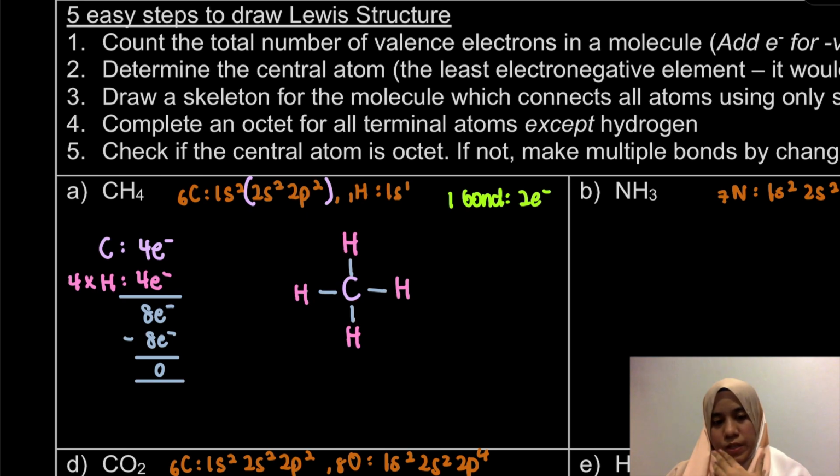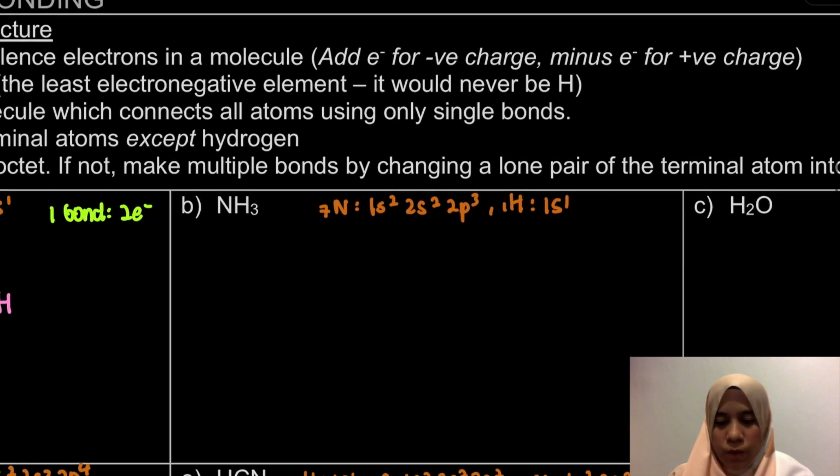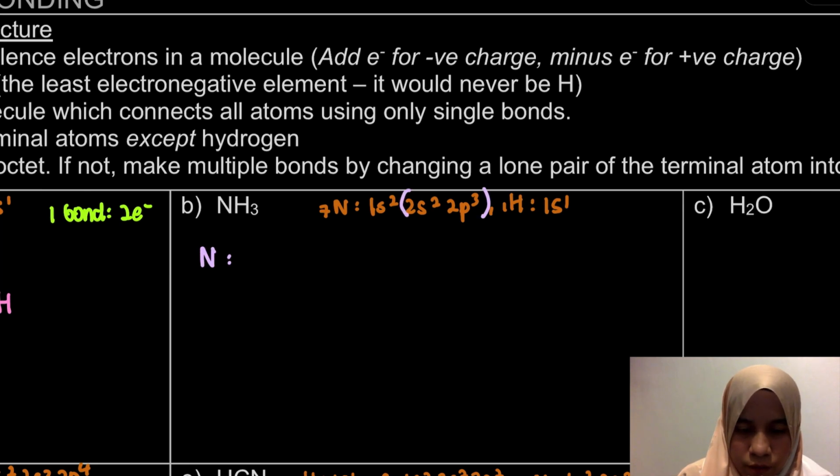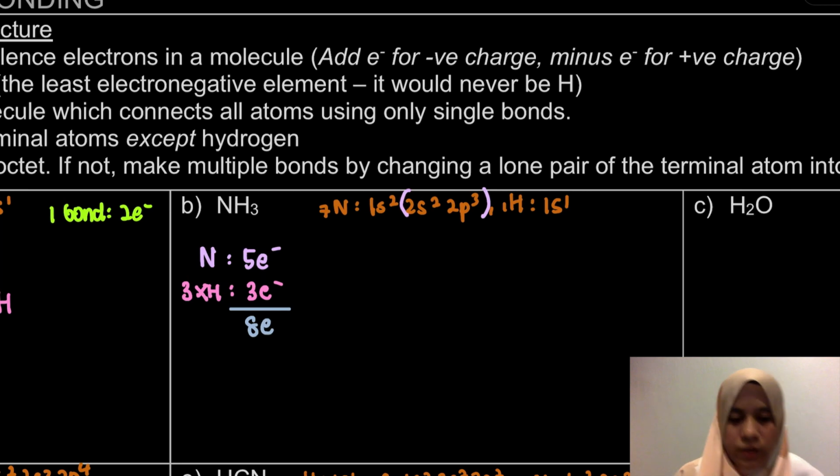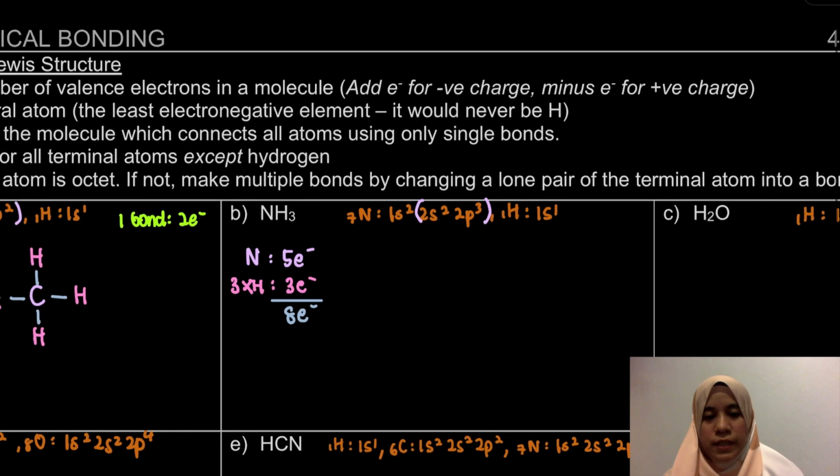Next example, let's look at the case of ammonia, NH3. For the valence electrons, nitrogen has 5. Hydrogen has 1, but we have 3 hydrogens, so 3 times 1 means we have 3 electrons. So the total number of electrons is 8. Next is to draw the Lewis structure.